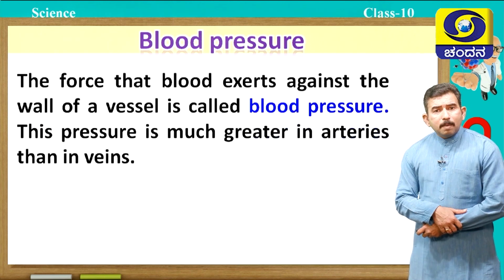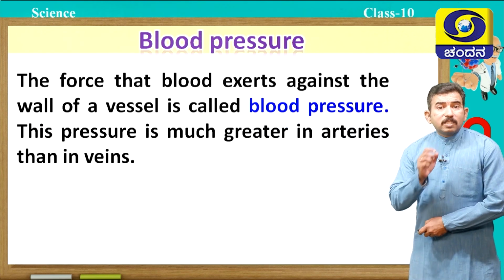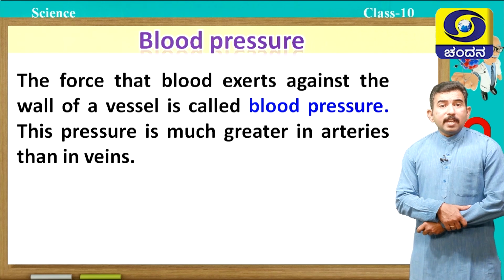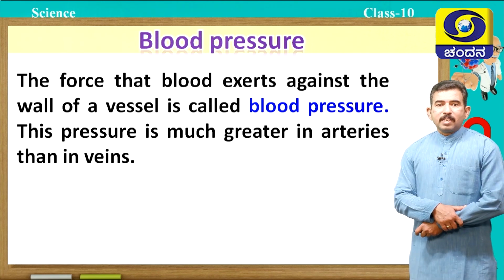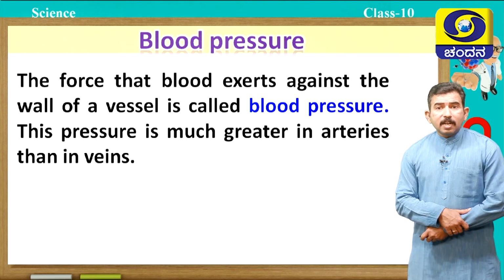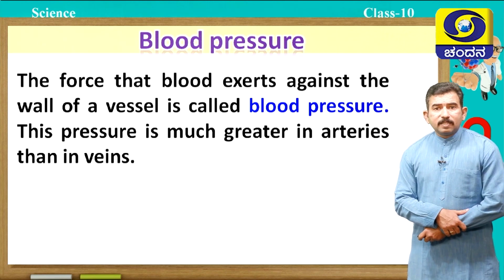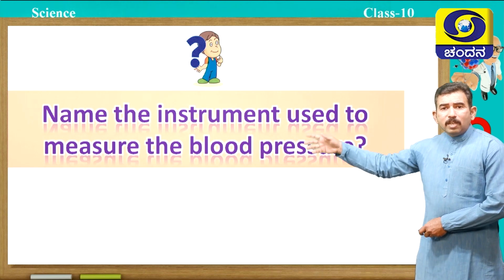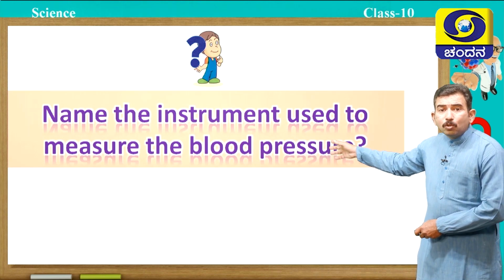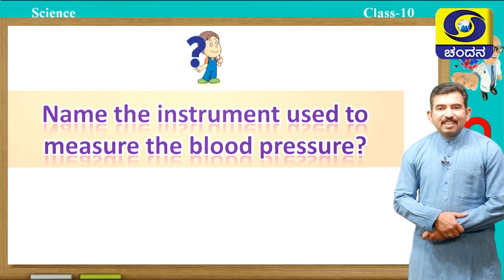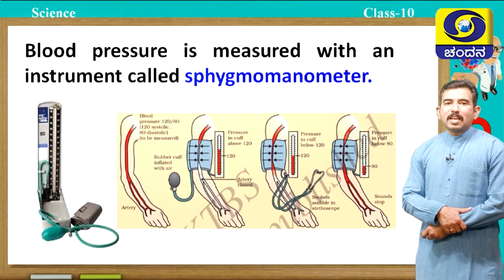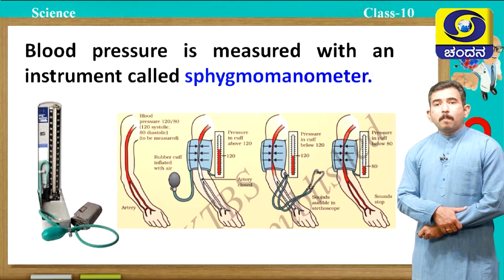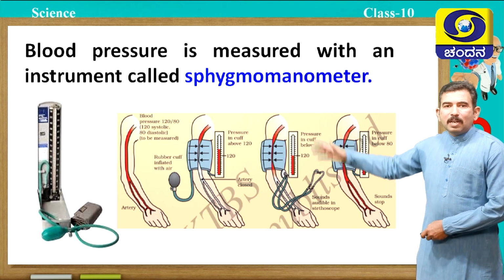What do you mean by blood pressure? The force that blood exerts against the wall of a vessel is called blood pressure. This pressure is much greater in arteries than in veins. Students, can you name the instrument which is used to measure blood pressure? Yes, you are right. Blood pressure is measured with an instrument called a sphygmomanometer, which is commonly used by the doctors.